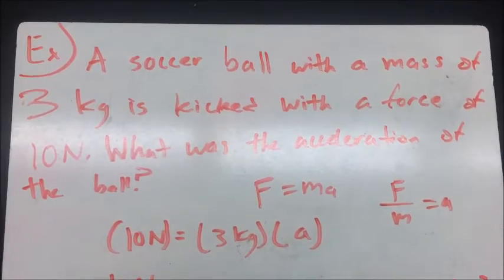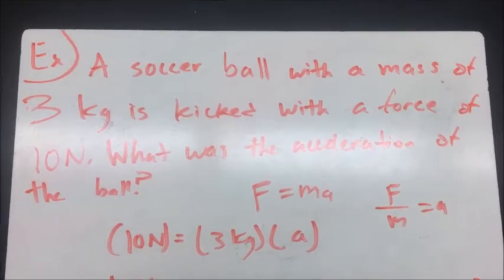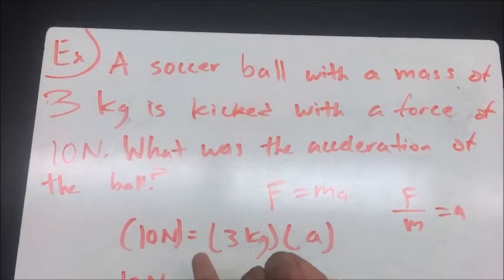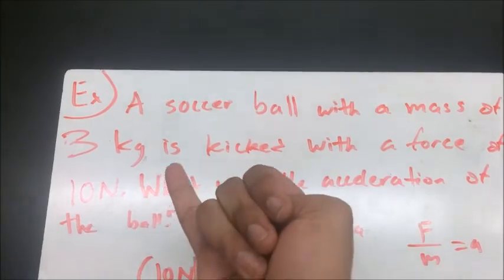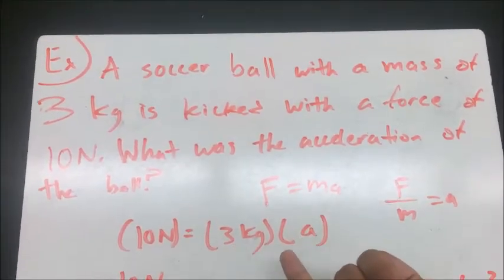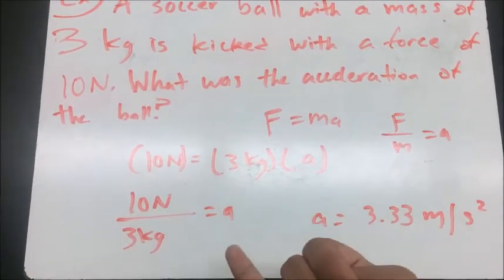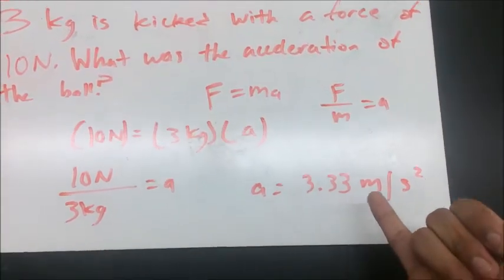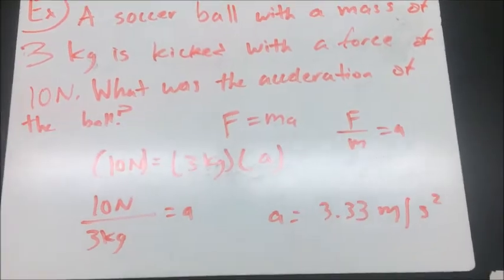So, knowing that the force at which the ball was kicked was 10 newtons, we can simply plug it in. And then also knowing that the mass of the soccer ball is 3 kilograms, all we have to do is work backwards and solve for the a. 10 over 3 equals 3.33 meters per second squared. And that's how you solve it.